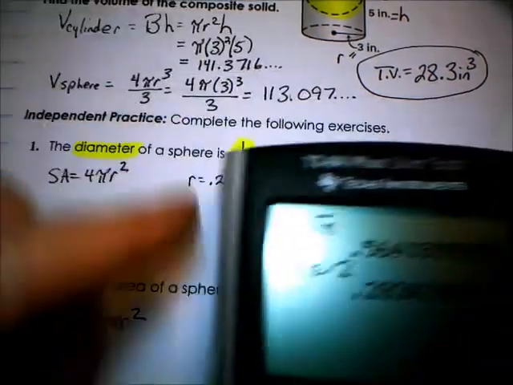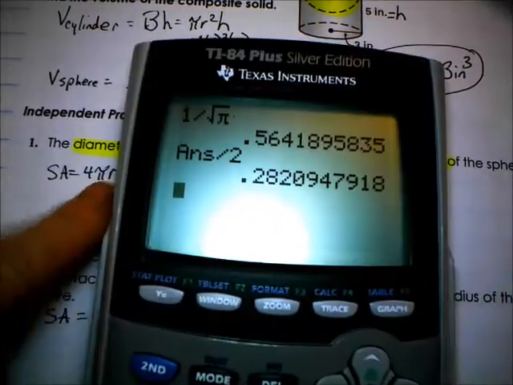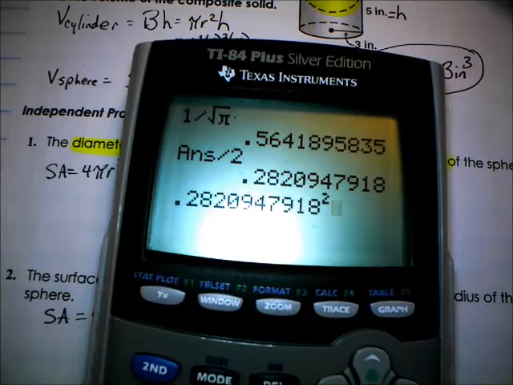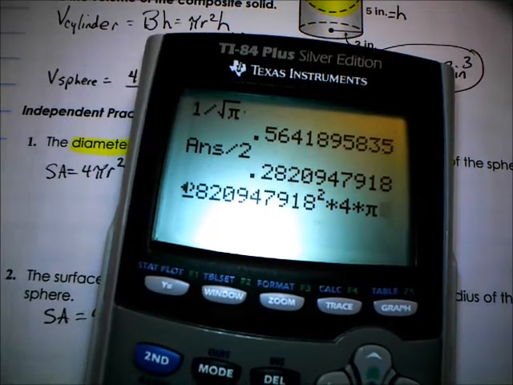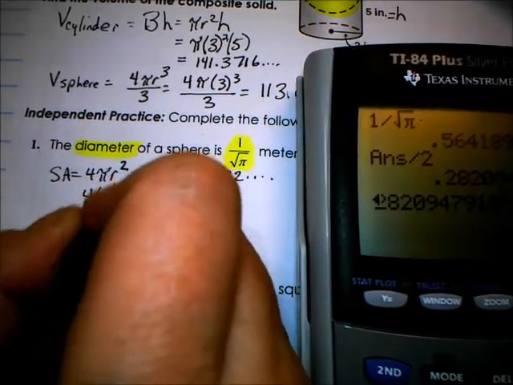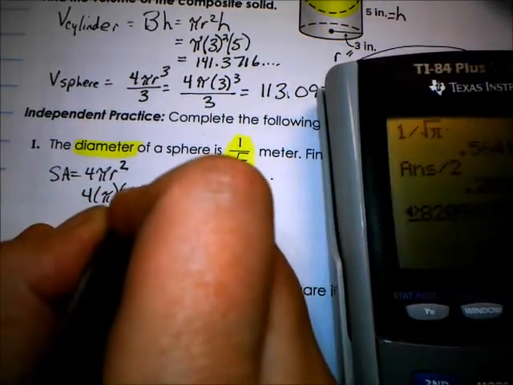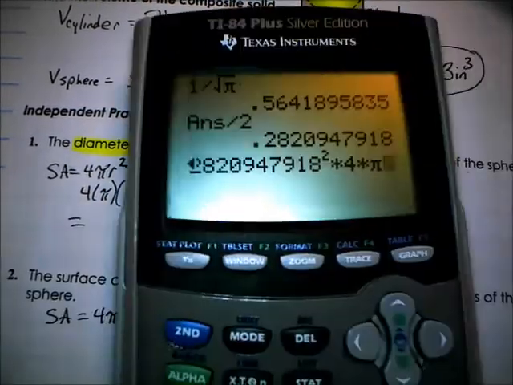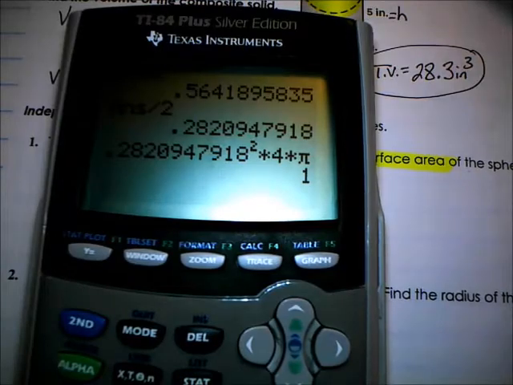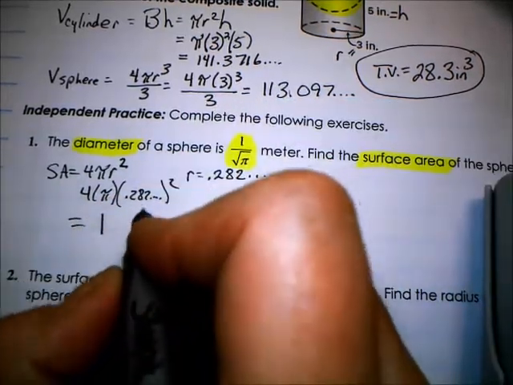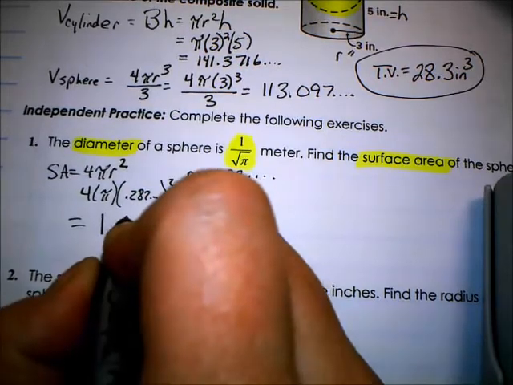So my formula says to square it. So I'm going to take that and square it and multiply it times 4 and multiply it times pi, so that I can have it all right here. So that would be 4 times pi times this 0.282 and on, squared, and that will actually give me my answer of 1. And that would be meters squared.